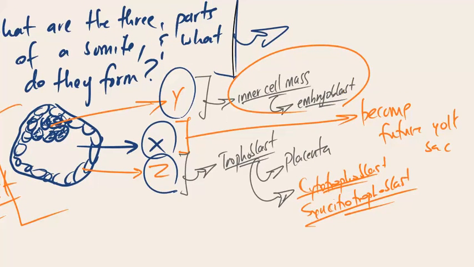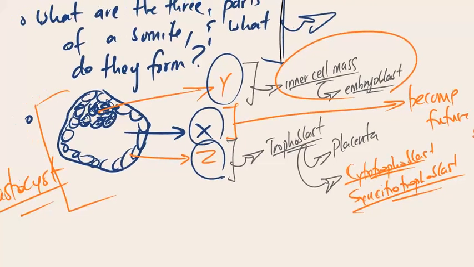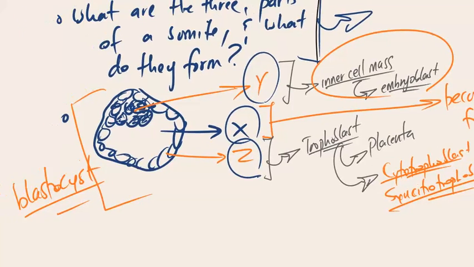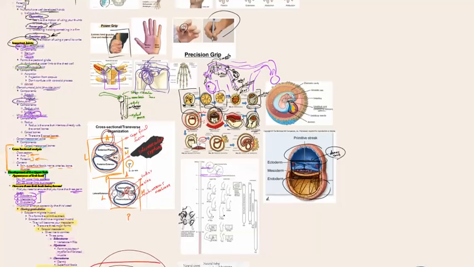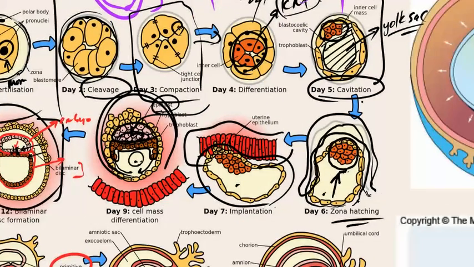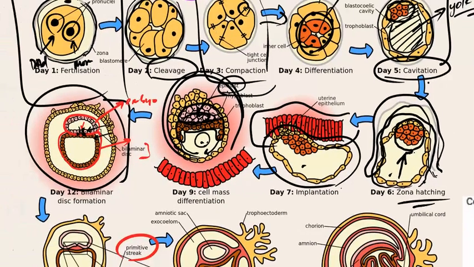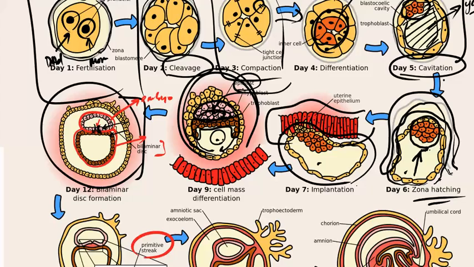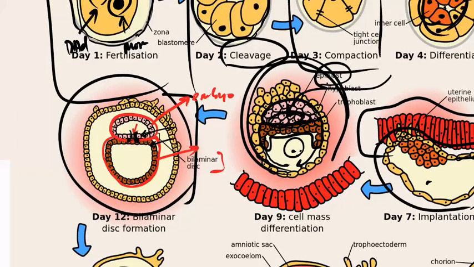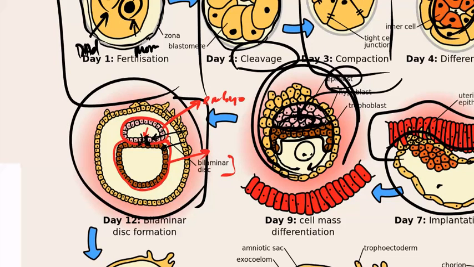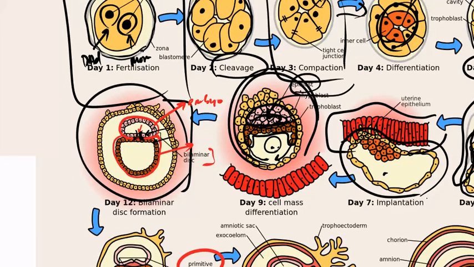First it differentiates more, right? Into the epiblast and hypoblast. Actually, let me check. She's right. So epiblast and hypoblast, and it does the cavitation. The epiblast becomes the amniotic cavity, and the hypoblast becomes the lining of the yolk sac. Exactly. That sounds right to me.